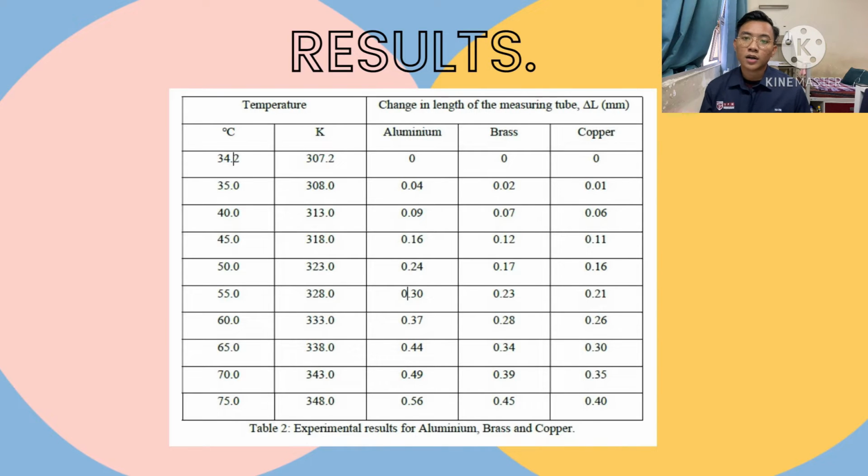We can see that there is a difference in the value of the change in length at the temperature of 75 compared to the initial temperature, which is 34.2. Here we can see that the highest change in length is for aluminium, which is 0.56 millimeter, followed by the brass at 0.45 millimeter, and lastly the lowest is for copper, which is 0.40 millimeter.